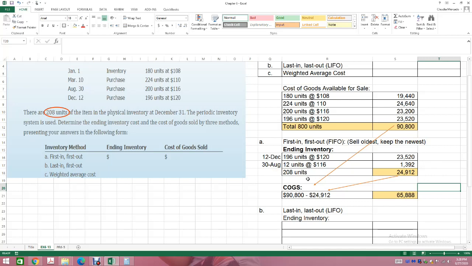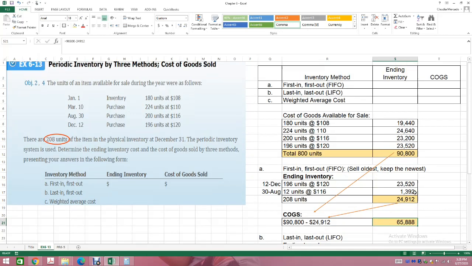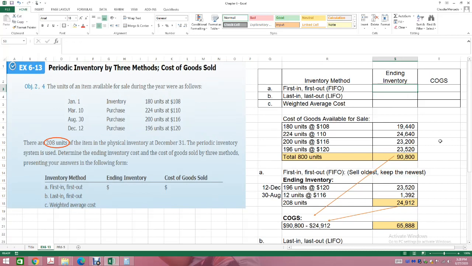So I've calculated both my ending inventory. I have 208 units left, and those 208 units are my newest units, valued at 24,912. My cost of goods sold is what you have actually sold, you no longer have. I had 90,800 available, and I have 24,912 remaining in my warehouse, so that means I must have sold 65,888.